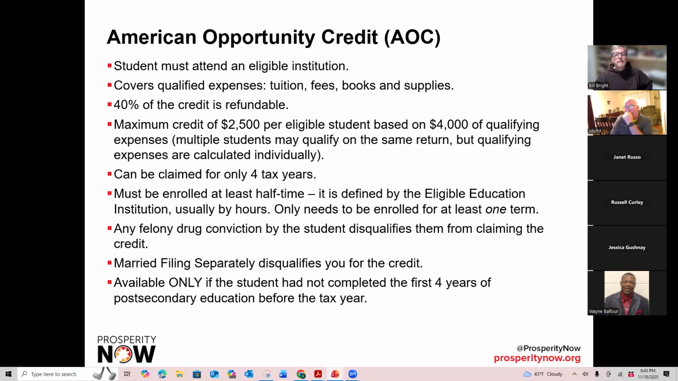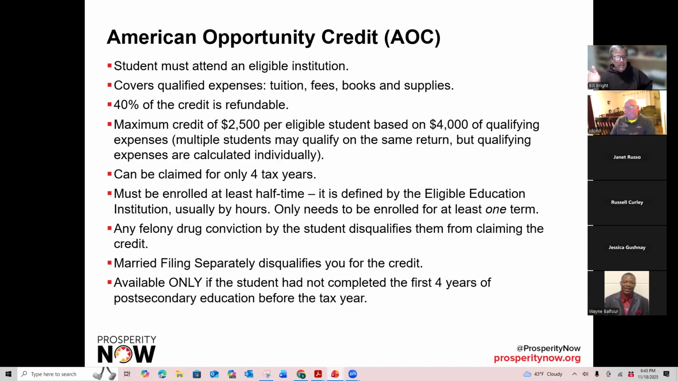In other words, if their expenses were $10,000 and their scholarships were $2,000, they're out $8,000, but only $4,000 of that really qualifies for the calculation. You can only claim it for 4 years, so 4 years as an undergraduate. They must be enrolled at least half-time. No felony drug conviction.